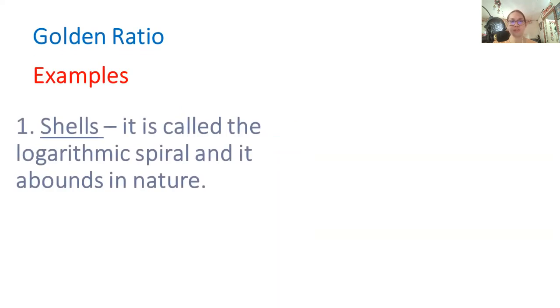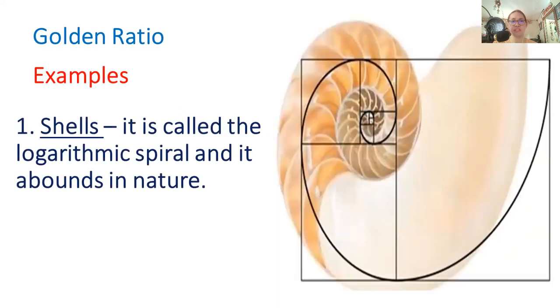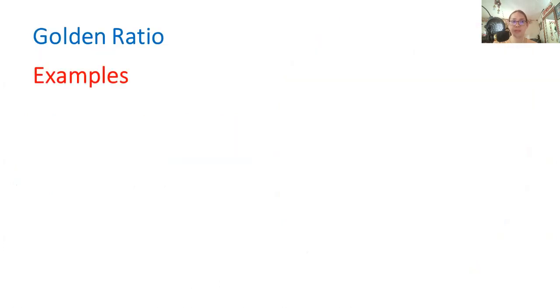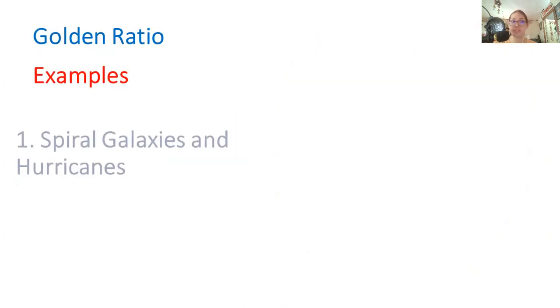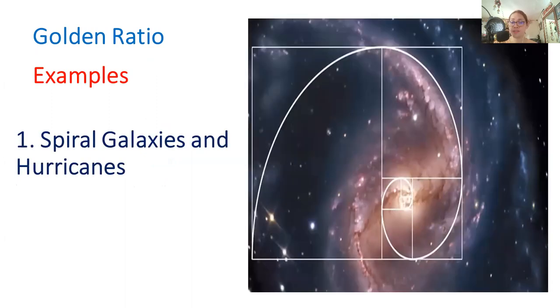Another thing is shells. It is called the logarithmic spiral, and it abounds in nature, as you can see in the illustration. These are examples of the golden ratio in the Fibonacci sequence. Another example of the golden ratio under the Fibonacci sequence are spiral galaxies and hurricanes. So see, there is really a pattern in it.